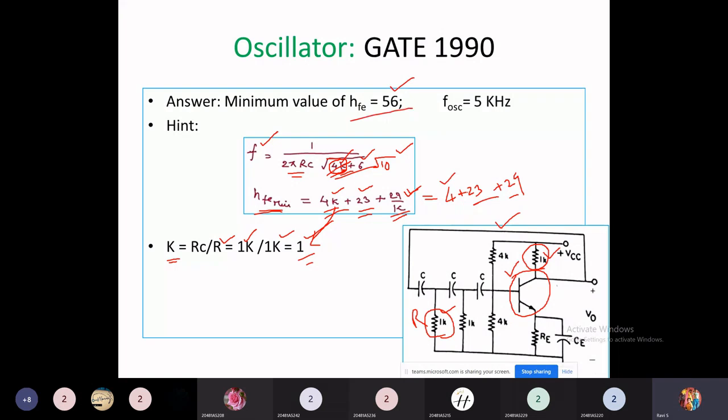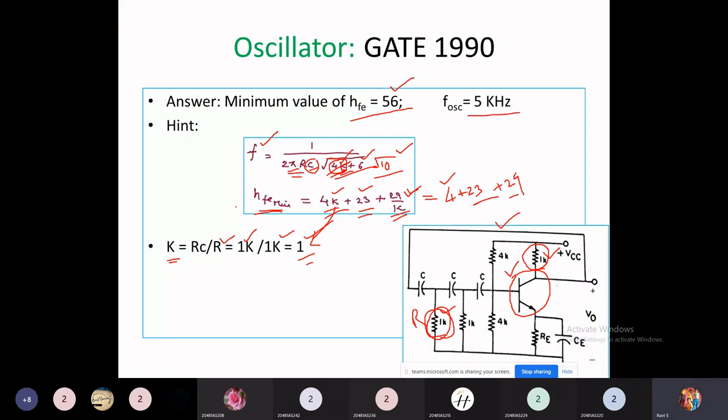And here, if you substitute in 2 pi RC, the value of R is given as 1 kilo ohm, and the value of C is given in the question itself, 0.01 microfarad. If you substitute, with root 10 here, you will get the frequency of oscillation.